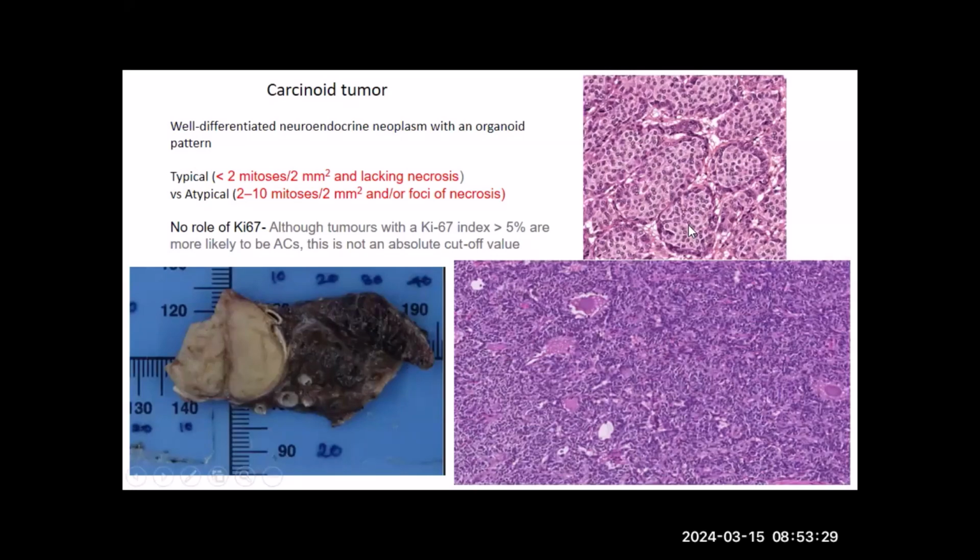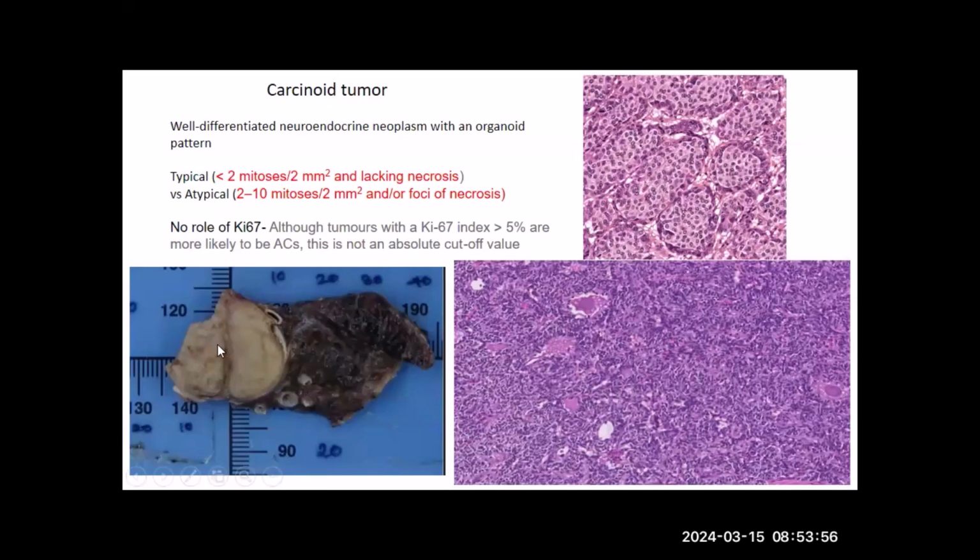So organoid is basically where the cells are arranged as nests or clusters, as you can see here. And these are very monotonous looking cells. And the nuclear chromatin is classically described as a salt and pepper chromatin. So if this morphology is there, we have to suspect a neuroendocrine tumor.